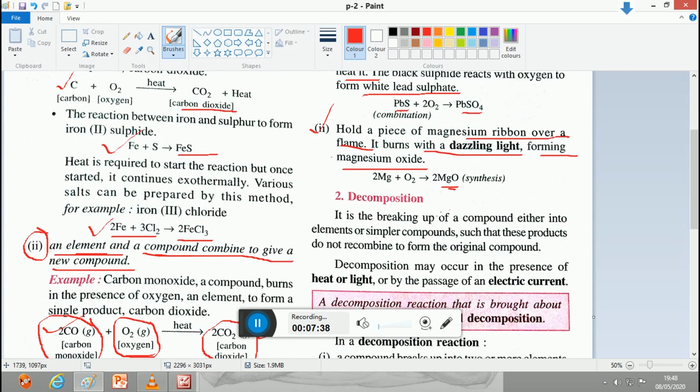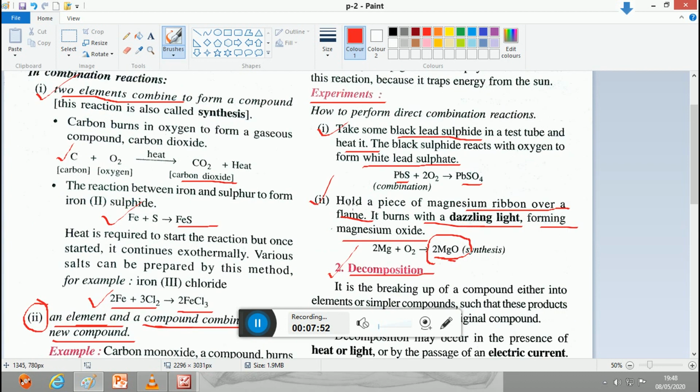Now, you have observed the formation of white powder of magnesium oxide. Next we'll observe the decomposition reaction.